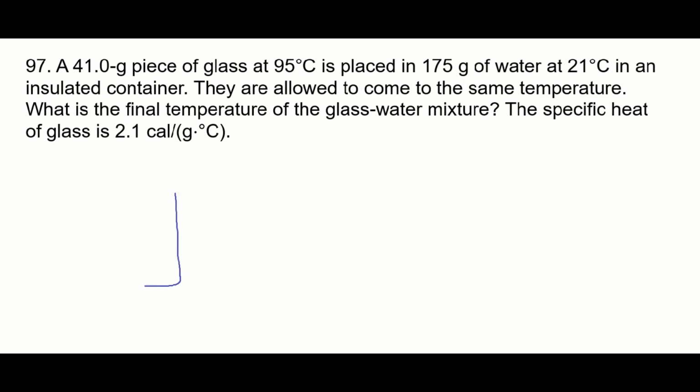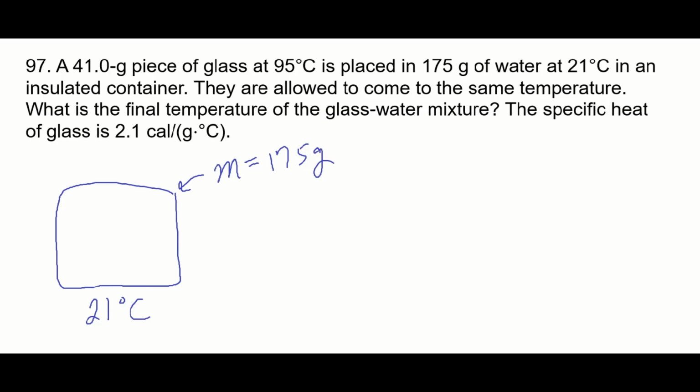Imagine a completely insulated container, and we fill it with water. And that water is at 21 degrees Celsius, which is about room temperature. And the mass of that water is 175 grams. That's about 175 milliliters. Next, we take a piece of glass that has a mass of 41.0 grams. That's this green object.